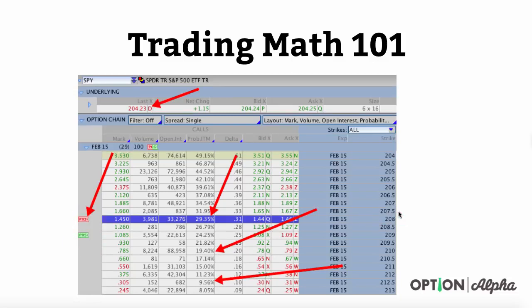So again, the stock is trading at 204 and we're trading options all the way out at 208. Based on all the trading history of SPY at this point and all of the volatility in SPY at this point, the probability of our option being in the money at expiration, again, using that distribution graph that we looked at a couple slides ago, the probability right now, hard numbers, that our option is in the money at expiration and loses is 29.35%. So the probability that a stock goes up to our level and closes above that level is 29.35%.